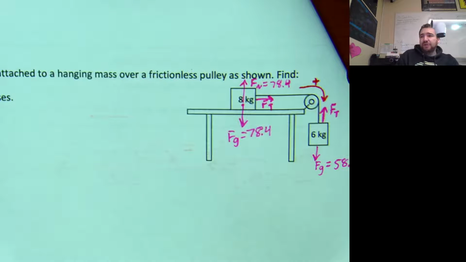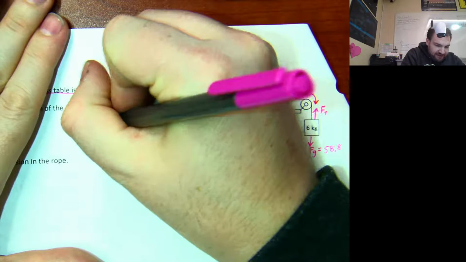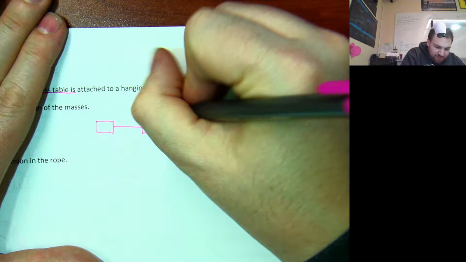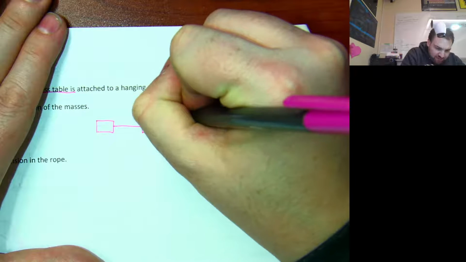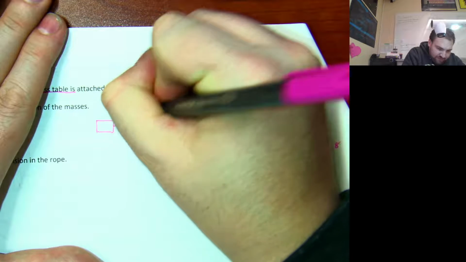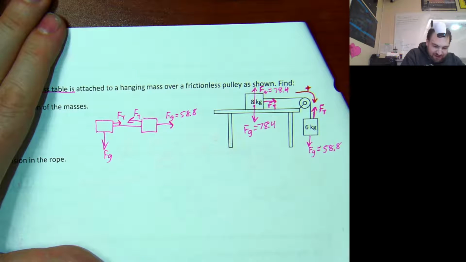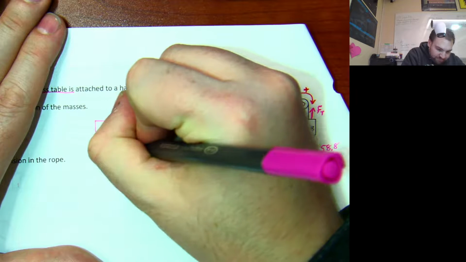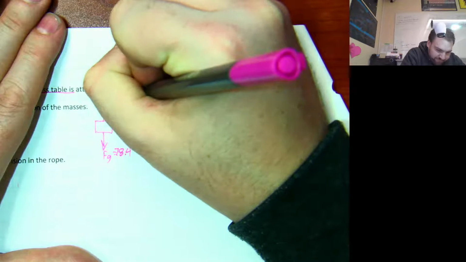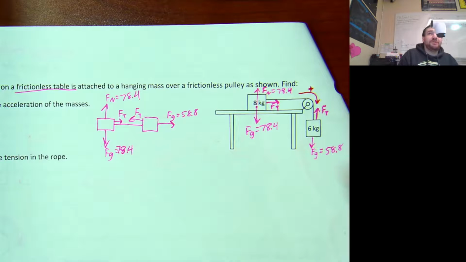So then what we can do is redraw this thing looking like this. In this case, we're going to have Fg equals 58.8. We're going to have an Ft, and an Ft. Then we're going to have an Fg downwards here of 78.4, and an FN here of 78.4. So then to find the acceleration of the masses, I'm just going to use F net equals ma.